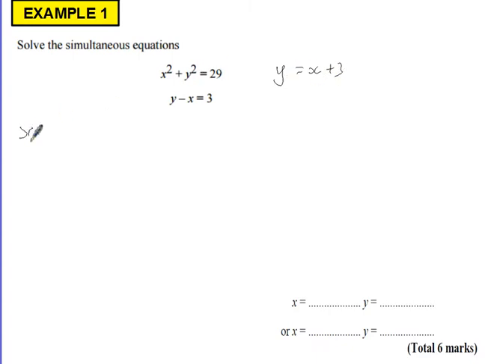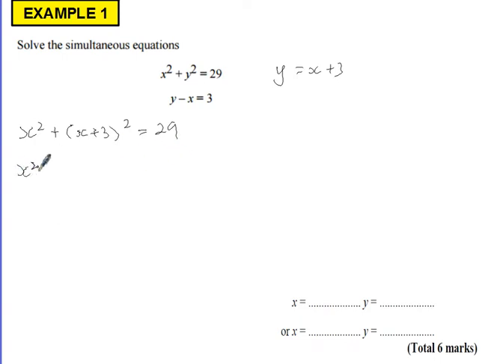So let's write that again. x plus, so instead of y I'm going to write x plus 3, and we're squaring y here, so I've got to square this expression. So now all we do is we expand the bracket and collect like terms, and eventually I'm going to try and get this side equal to 0.